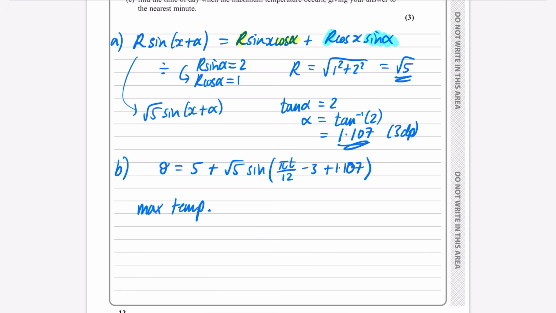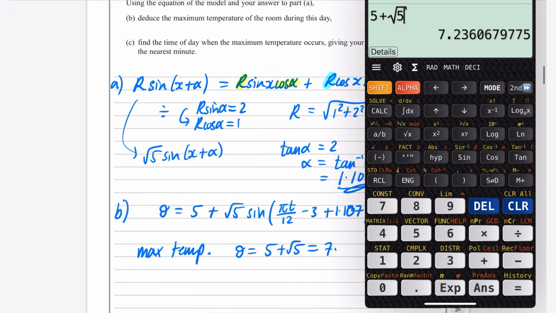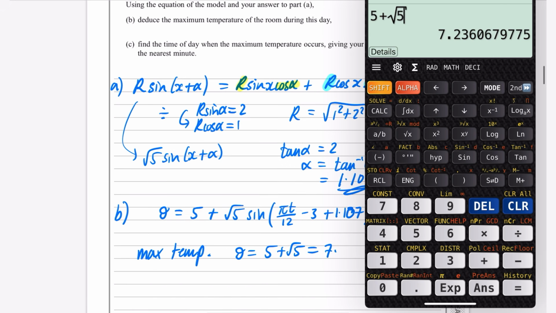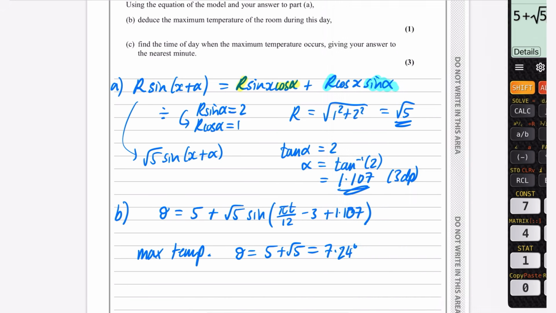So because we're looking for the maximum temperature, it is going to be when this whole sine function is equal to 1. So the maximum temperature is just going to be 5 plus root 5. I'll just quickly calculate that. 5 plus root 5. And we get that the maximum temperature is 7.236. Did it want it to anything? I think we'll just say 7.24 degrees centigrade.